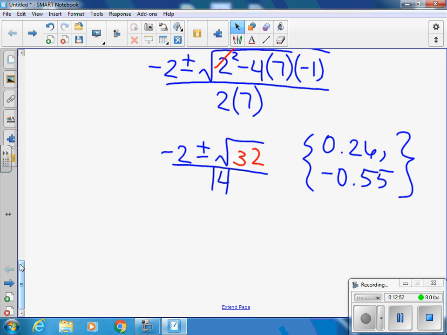So we're going to keep practicing with this. It will show up on your test. There won't be a whole lot of them, but you'll have to know how to use the formula, okay? And we'll go from there.